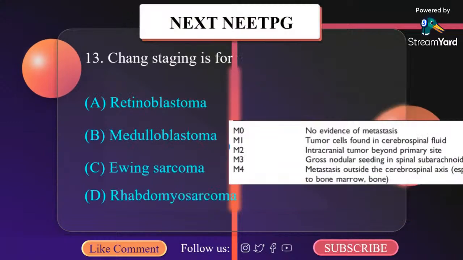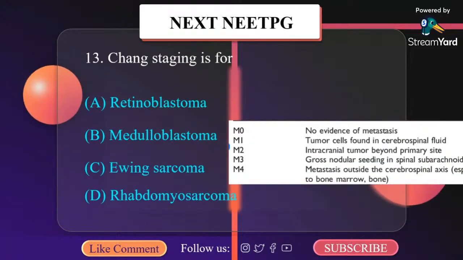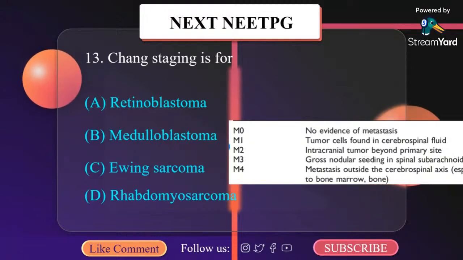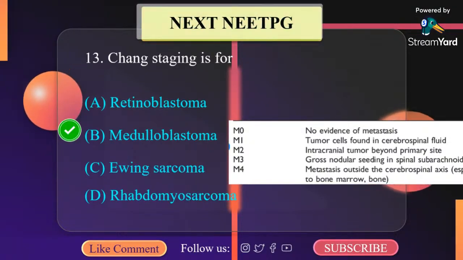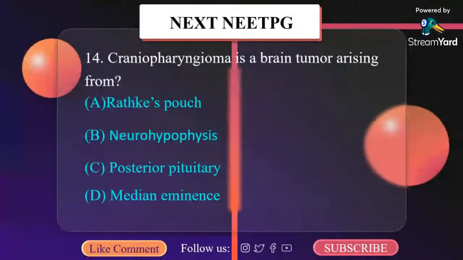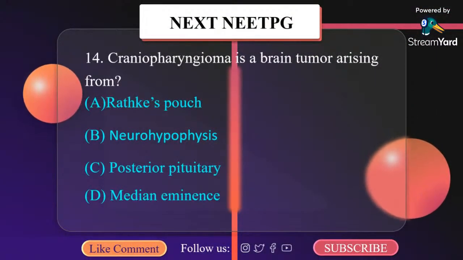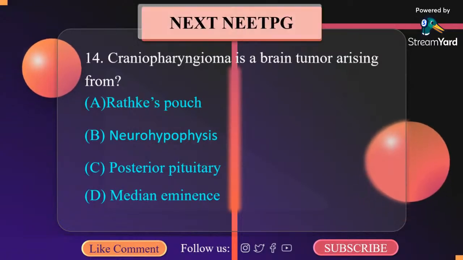is cisplatin. Chang staging is used for A. Retinoblastoma, B. Medulloblastoma, C. Ewing sarcoma, D. Rhabdomyosarcoma. It is medulloblastoma. Craniopharyngioma is a brain tumor arising from A. Rathke's pouch, B. Neurohypophysis, C. Posterior pituitary, D. Median eminence. It is median eminence.